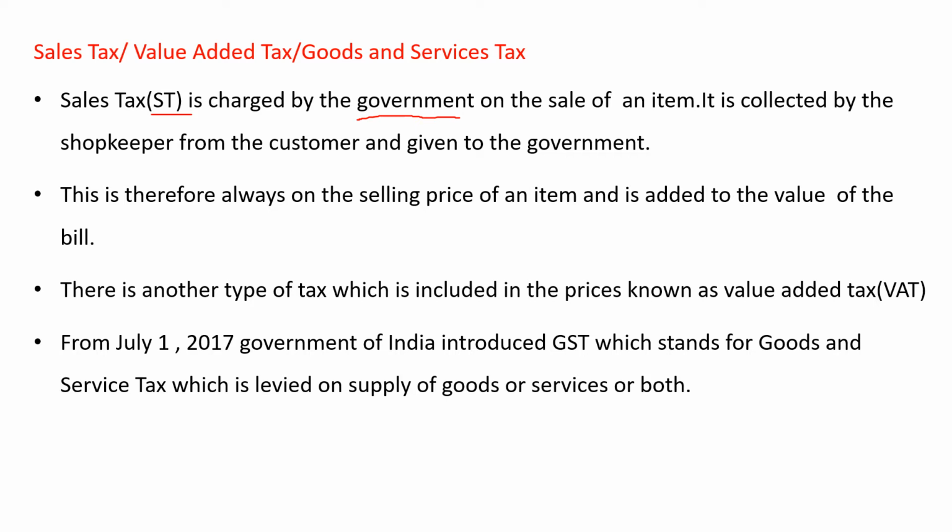So the tax is always on the selling price of an item. I told you, if a book is 30 rupees, the tax is also included in that price of the item, and it is added to the value of the bill.